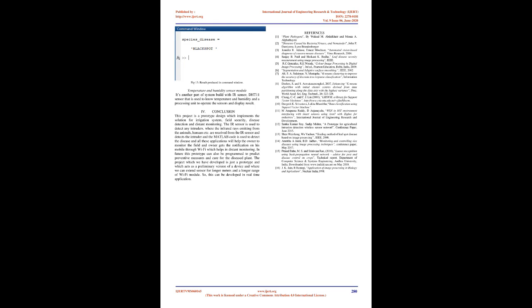In conclusion, this project is a prototype design which implements the solution for irrigation system, field security, disease detection, and distant monitoring. The IR sensor is used to detect any intruders, where the infrared rays emitted from animals, humans, etc. are received by the IR sensor and it detects the intruder, and the MATLAB code is used to detect the disease. All these applications will help the owner to monitor the field, and the owner gets a notification on his mobile through Wi-Fi, which helps in distant monitoring.